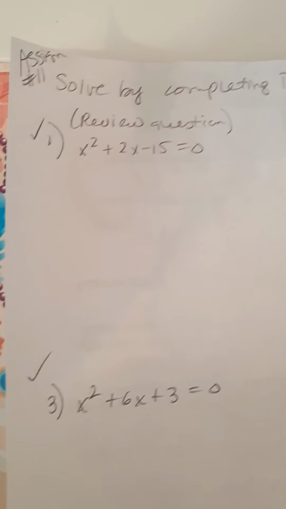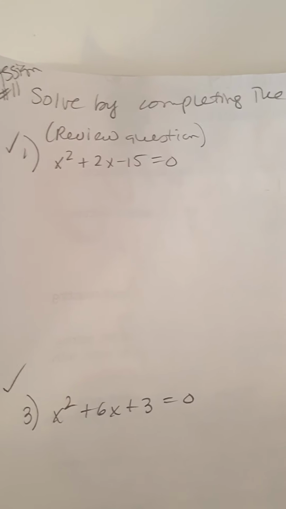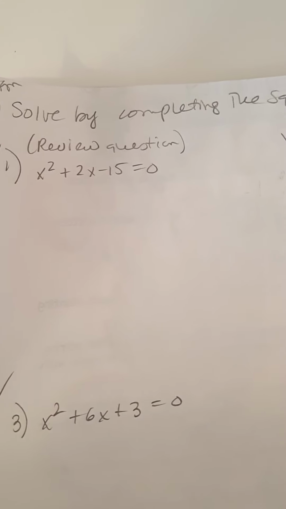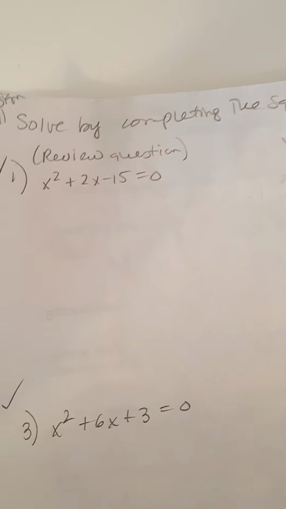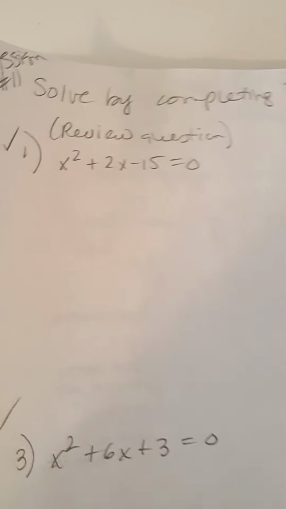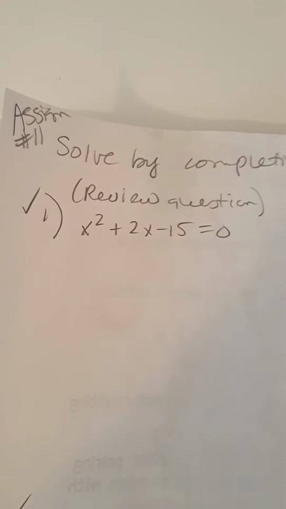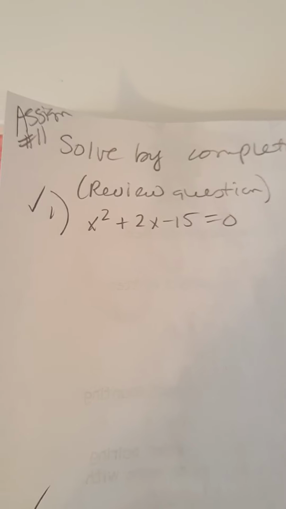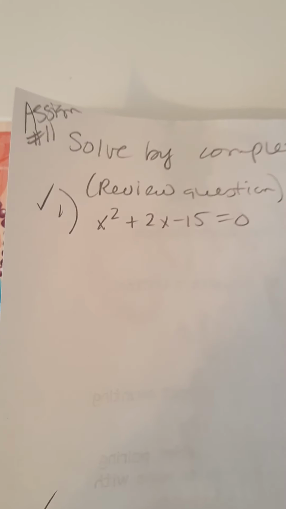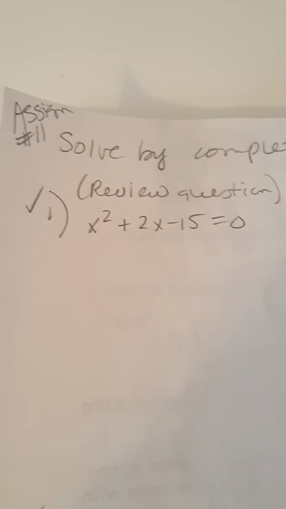The first one I want to do is a review question because I know it might be a little fuzzy and you never really took to it in the first place. So let's just practice. Please remember, the Mrs. Ludwig method with solving quadratic equations is no matter what method you're using, set the equation equal to 0. Whether you're factoring, completing the square, or using the quadratic formula, please set it equal to 0.